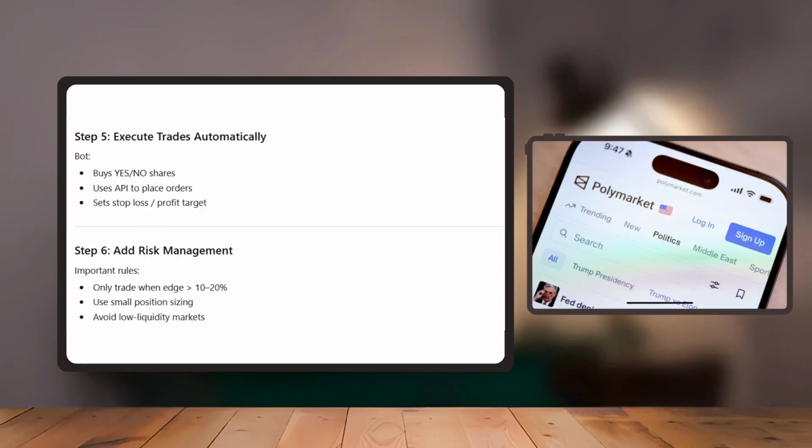After that, execute trades automatically. The bot buys yes or no shares, uses the API to place orders, and sets a stop loss and profit target. Next, add risk management. Only trade when the edge is greater than 10 to 20%, use small position sizes, and avoid low liquidity markets.